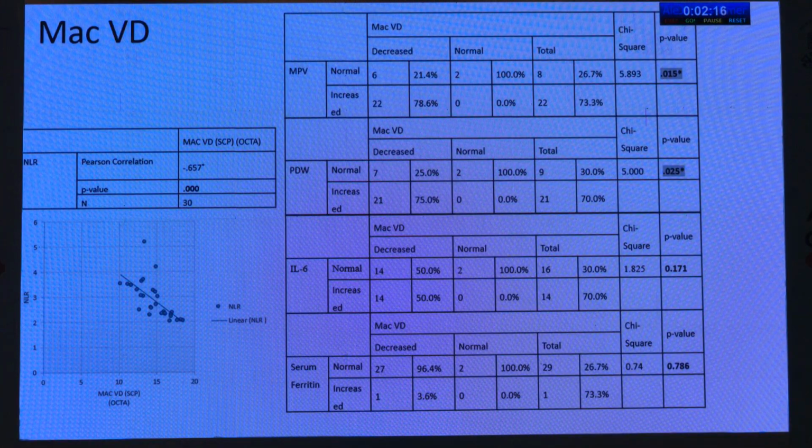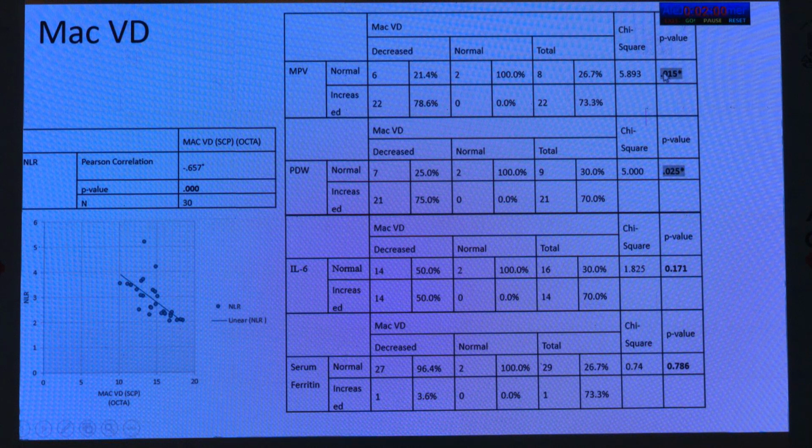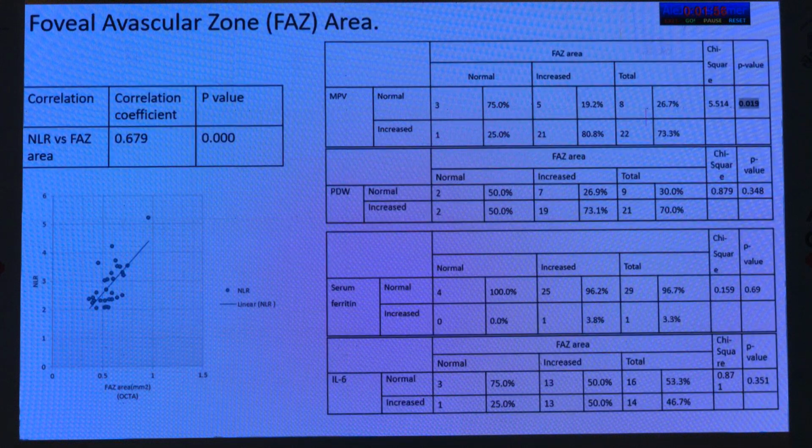So the correlation analysis was done. We did a quantitative analysis between NLR and macular VD, which showed a significant negative correlation with macular VD. And on a qualitative analysis, we can see that most of the patients who had a decreased macular VD had an increased mean platelet volume, and this relation was significant. Similarly with platelet distribution width.